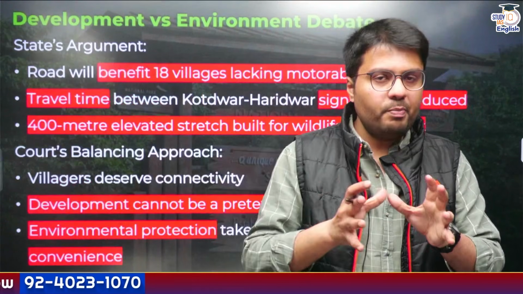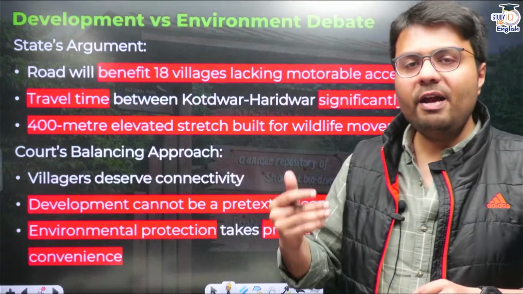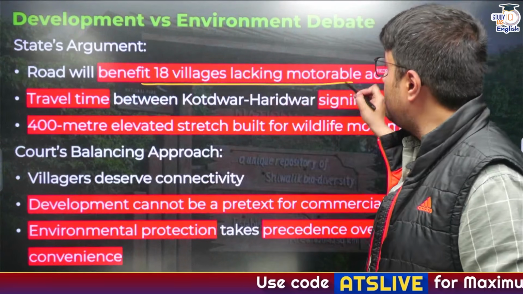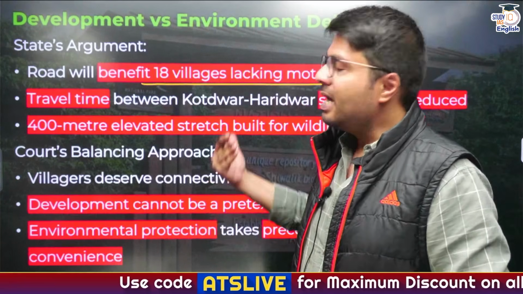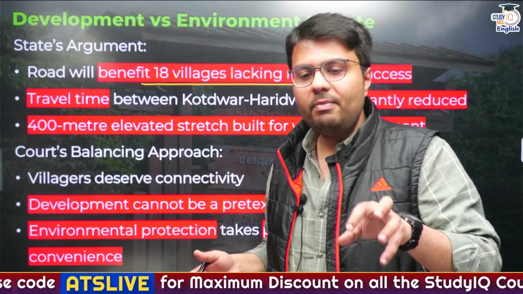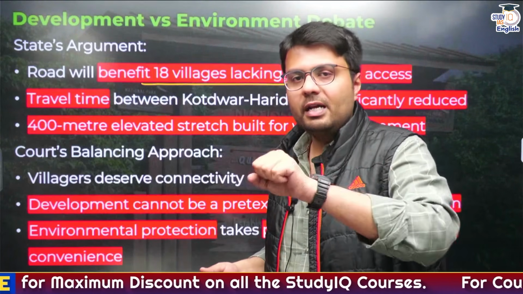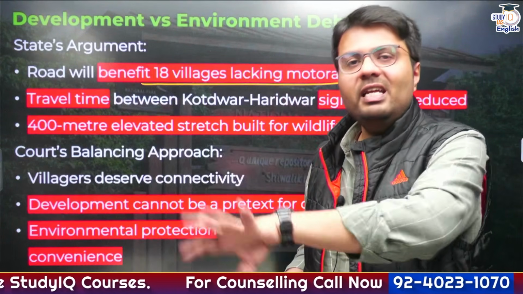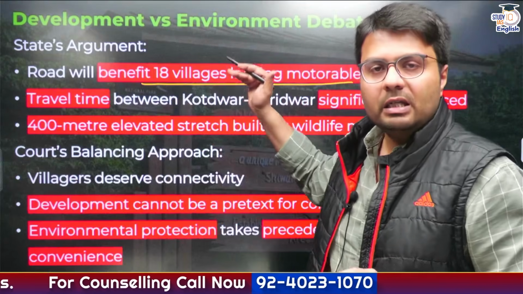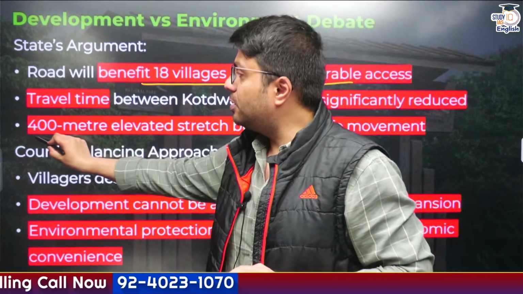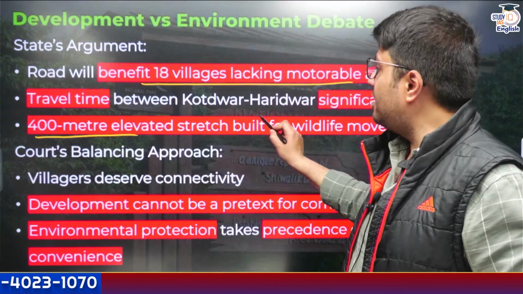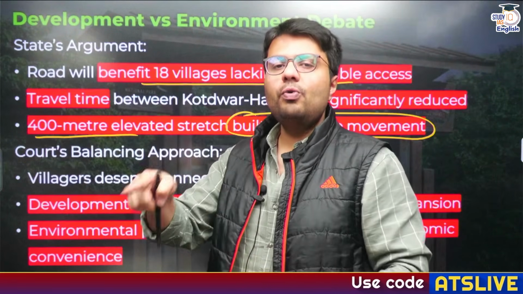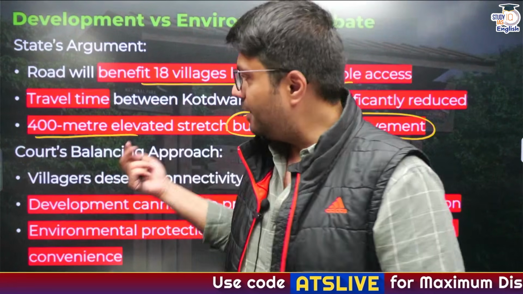Now the state government of Uttarakhand gave certain arguments in favor of construction of the road. They said that the road will benefit 18 villages which lack motorable access, and it will also reduce the travel time between Kotdwar and Haridwar by a significant amount. To compensate for the loss of greenery due to the construction of the road, the state government also proposed a 400-meter elevated stretch for wildlife movement, so that the road does not affect the wildlife movement.